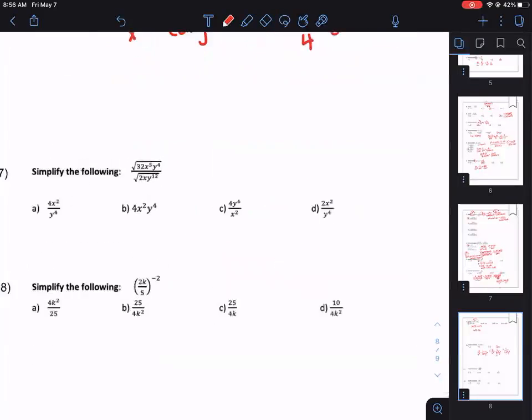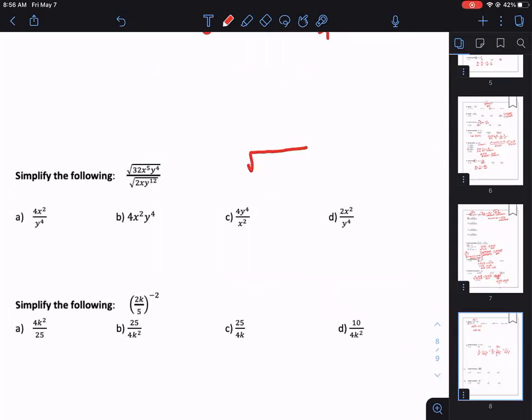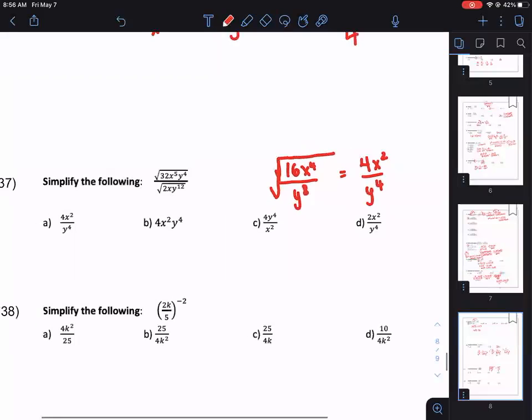With 37, because they are both under the radical, we will divide first. So we end up with 16x to the 4, and then over, I really should have made this one big radical, y to the 8th. They're all perfect squares. So we end up with 4x squared over y to the 4th, which is going to be choice A.